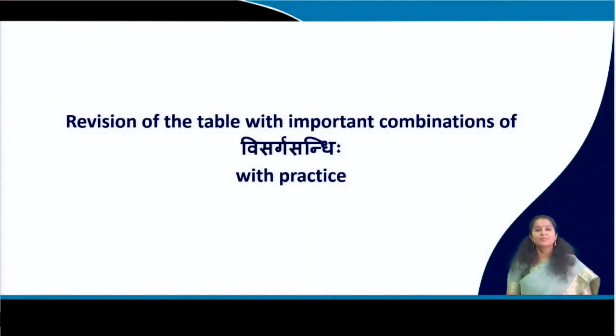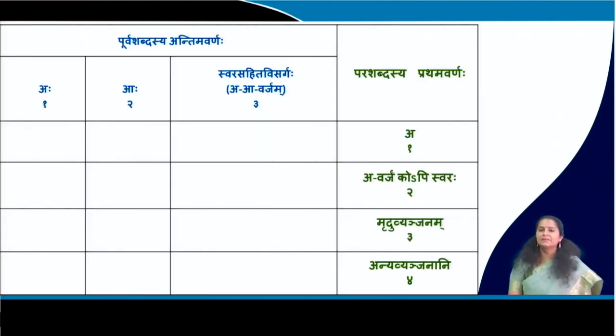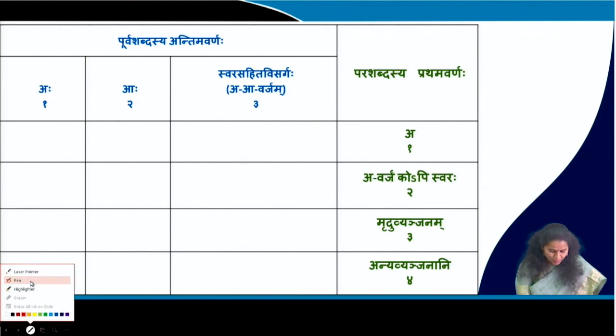Now let's move on with the revision of the table with important combinations of Visarga Sandhis along with some practice. So this is a simplified table a little bit that has been created by Dr. Narendra, and we've also had a look at it in our previous course, the intermediate course, and this is part of his book, The Functional Sanskrit, its communicative aspects, that is available from Pondicherry Sri Aurobindo Ashram. And in this one he has just tried to plot the previous letters with the Visarga and the letters that will follow with it.